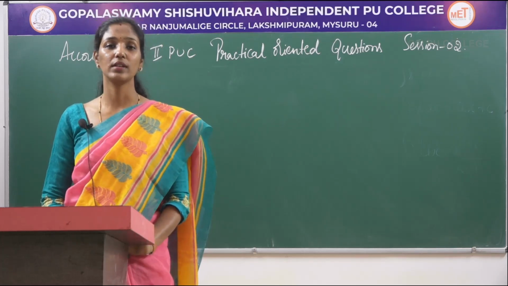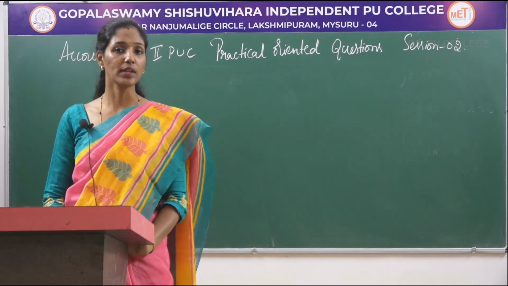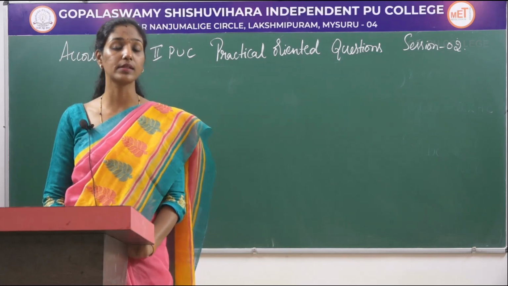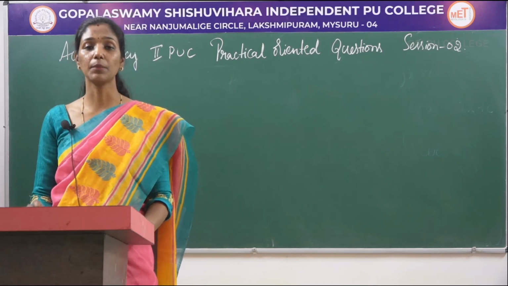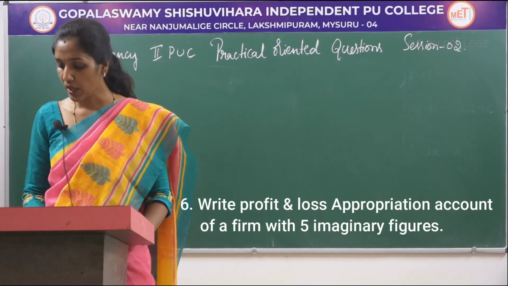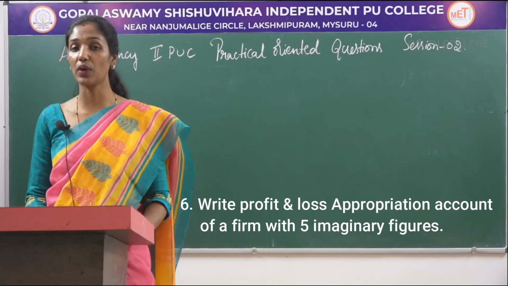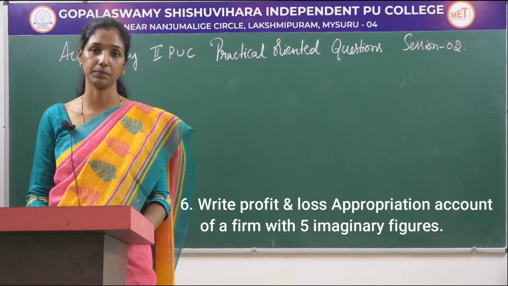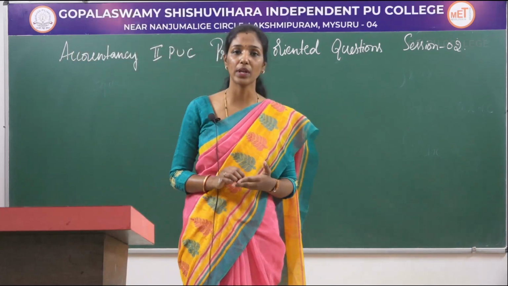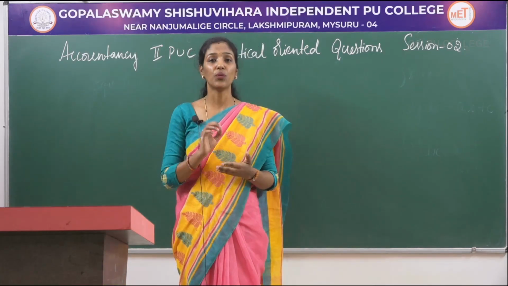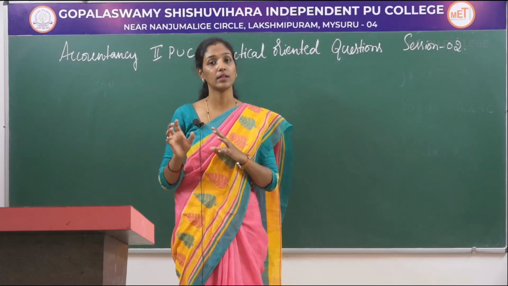In previous class, we discussed practical oriented questions of 5 marks. In today's session also, let us discuss the remaining practical oriented questions. The sixth practical oriented question is, write profit and loss appropriation account of a firm with 5 imaginary figures. For this question, you have to prepare a profit and loss appropriation account with 5 imaginary figures. Let us see how to prepare this account.